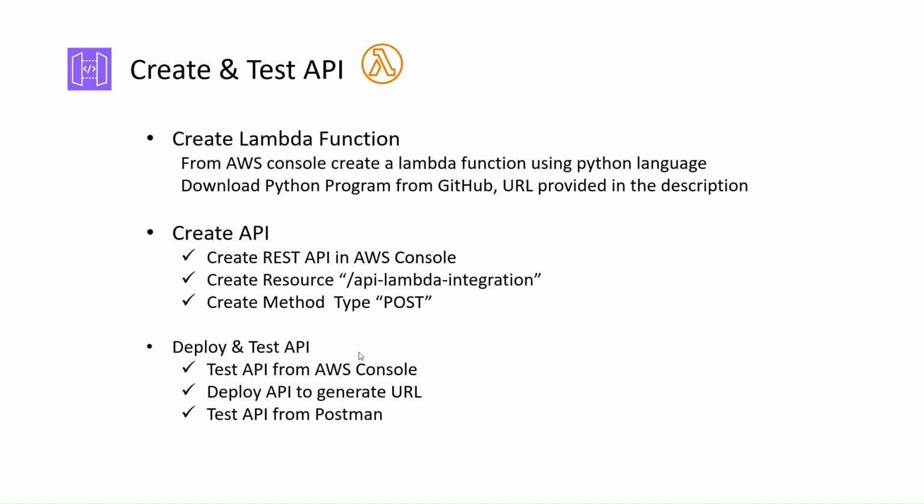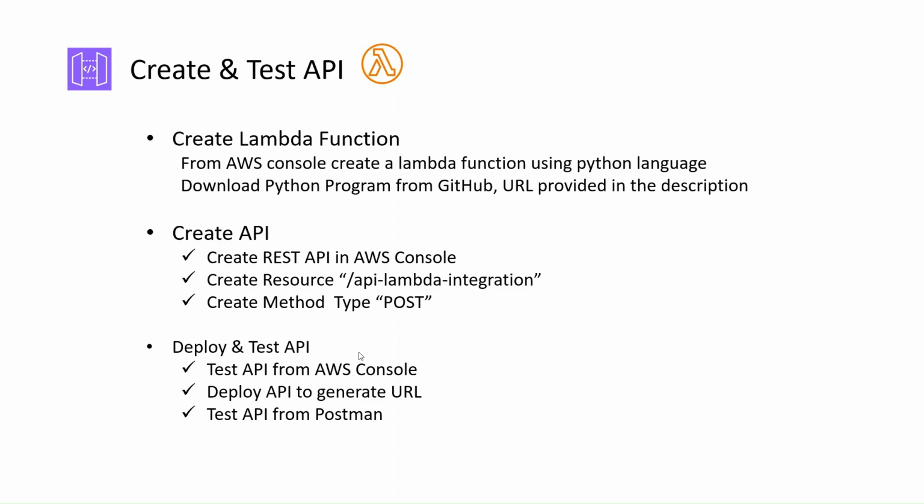Next, create and test API Gateway. So, for this, from the AWS console, we will create a Lambda function using Python language, which will act as the backend service for the API. The Python programs are available in my GitHub account, and I have given the GitHub URL in the description for Python code for both proxy and non-proxy integrations. We will create one Lambda function and use it for both proxy and non-proxy integration, but with a different code.